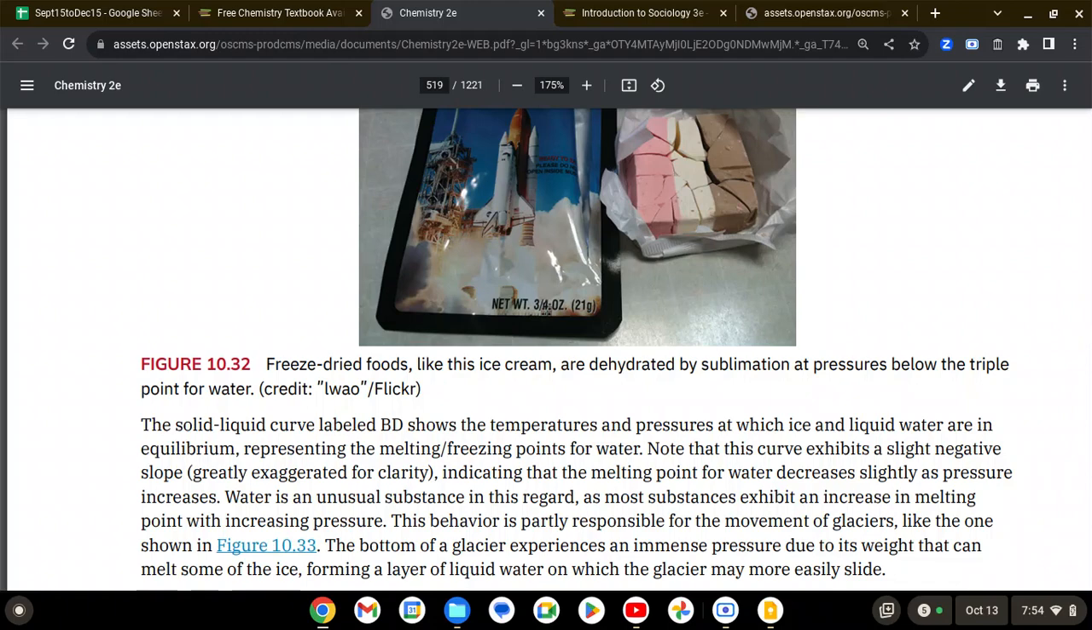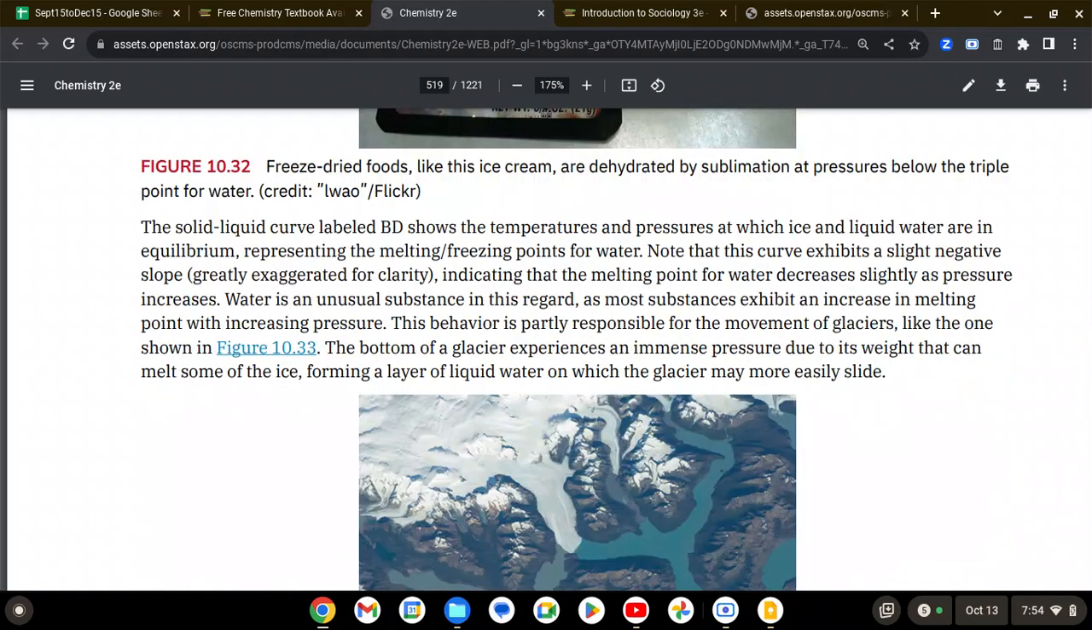The solid-liquid curve labeled BD shows the temperatures and pressures at which ice and liquid water are in equilibrium, representing the melting/freezing points for water. Note that this curve exhibits a slight negative slope, indicating that the melting point for water decreases slightly as pressure increases. Water is an unusual substance in this regard, as most substances exhibit an increase in melting point with increasing pressure. This behavior is partly responsible for the movement of glaciers, like the one shown in Figure 10.33.